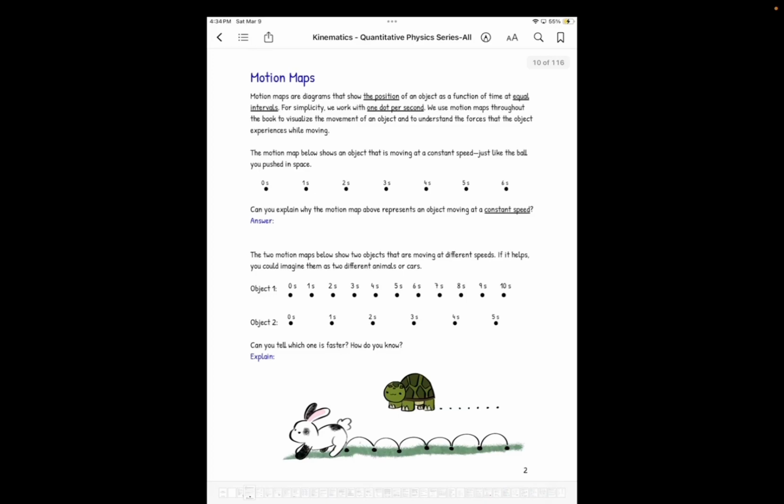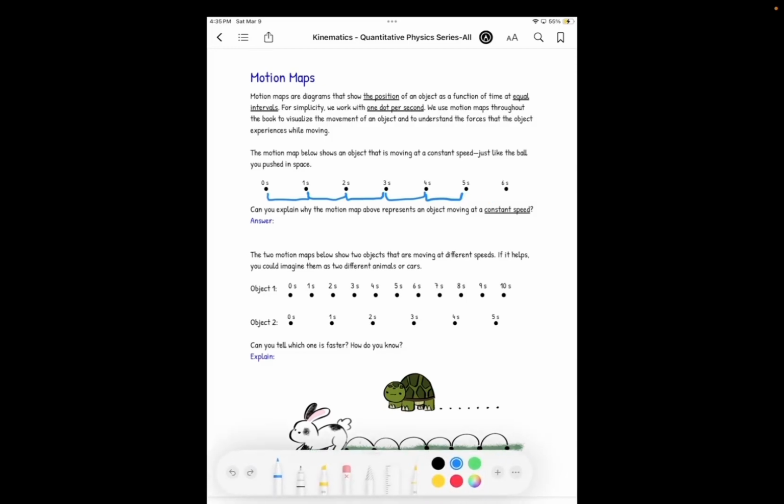Let's say the object is moving and this is the motion map of an object. Let me mark it for you so you can see it. This is the motion map of an object. What can you say about this motion? It's moving like the ball in space because it's moving at an equal pace per second. Very good. So just like the ball that you release in space, equal intervals. So this object is moving with a constant speed. Very good. So that was a very good description of this motion.